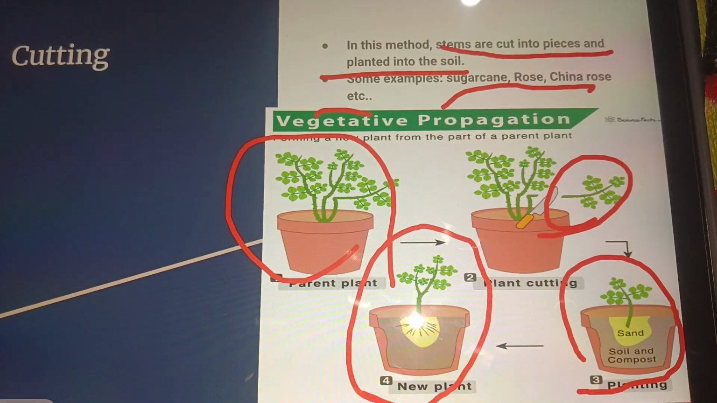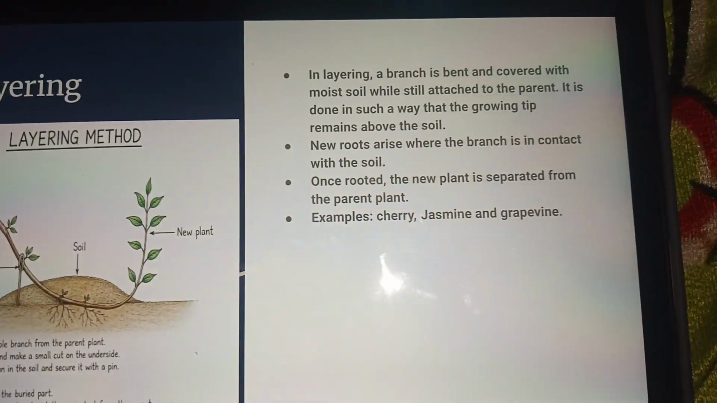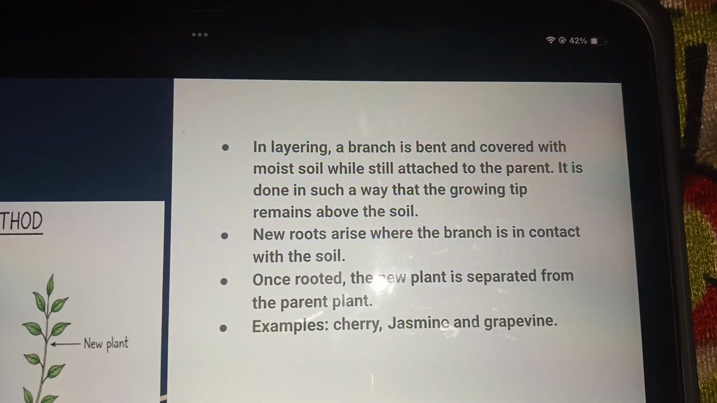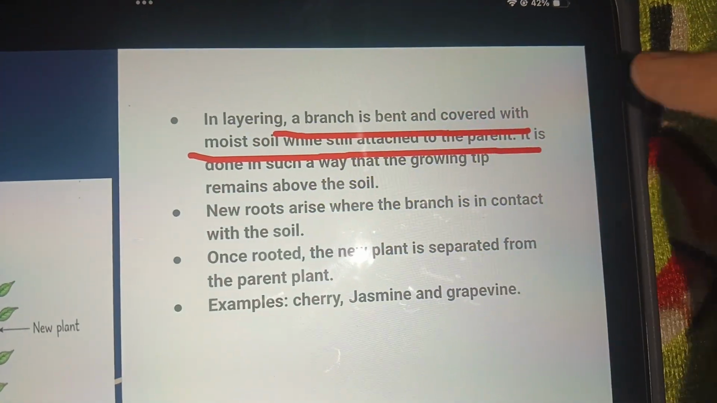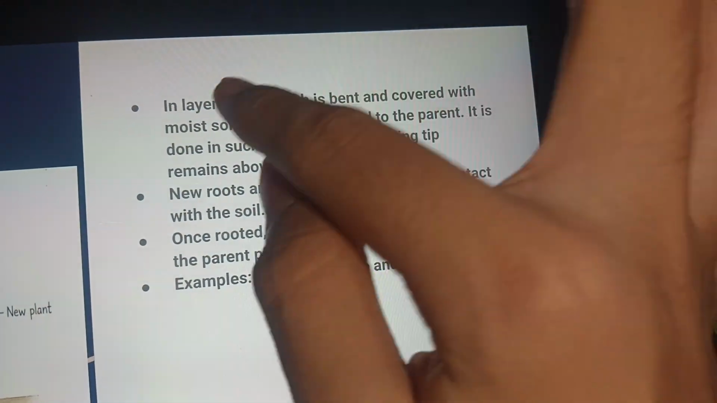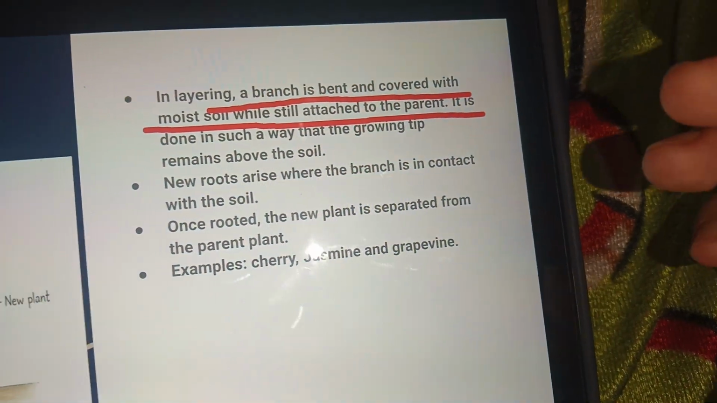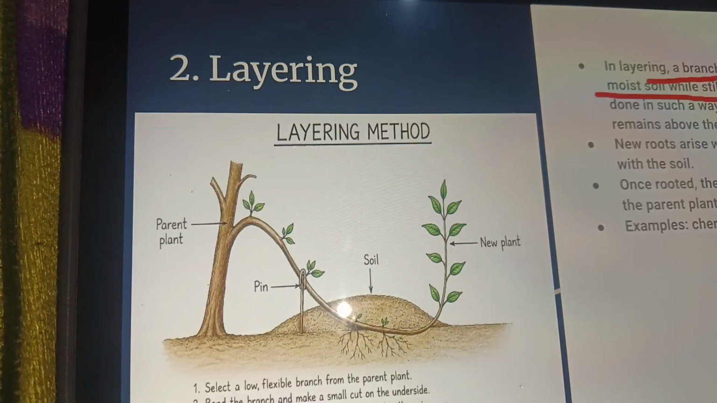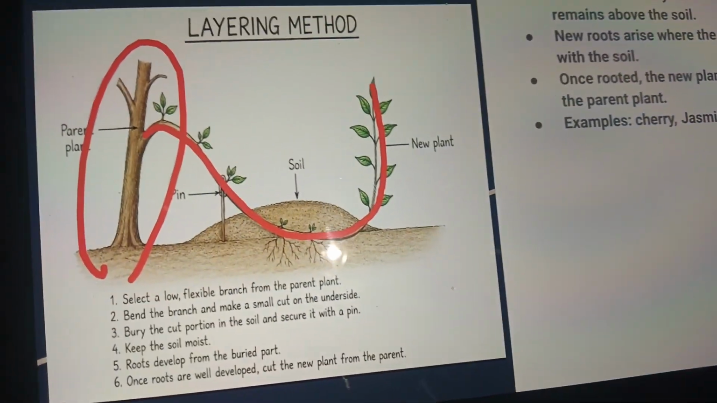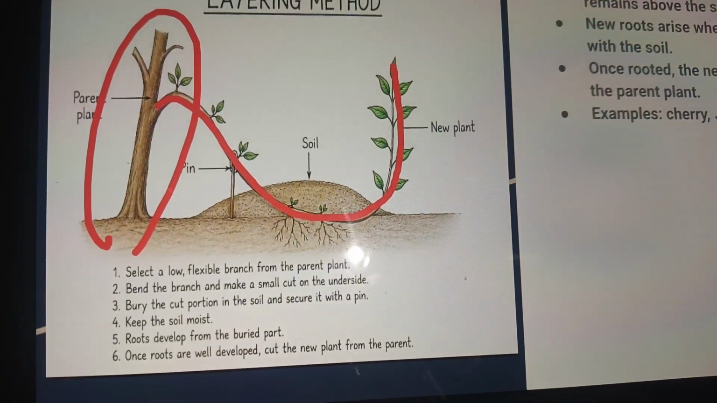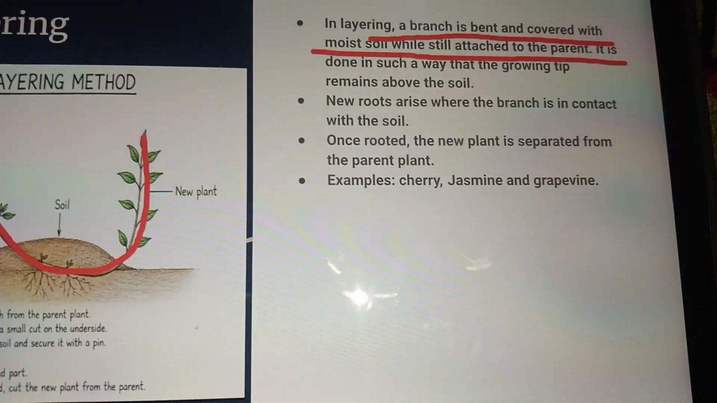Is that clear? Let us begin with the next, the layering method. In layering, a branch is bent and covered with moist soil while still attached to the parent. Can you see this picture? This is the parent plant. One stem is bent, and that stem is still attached to the parent plant.